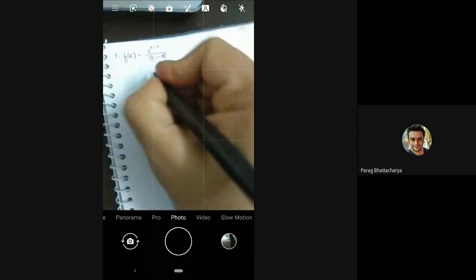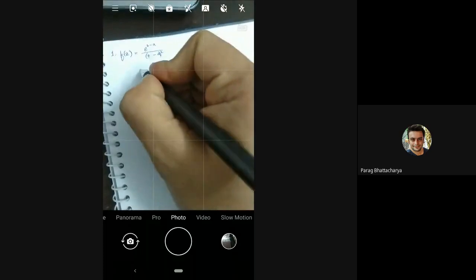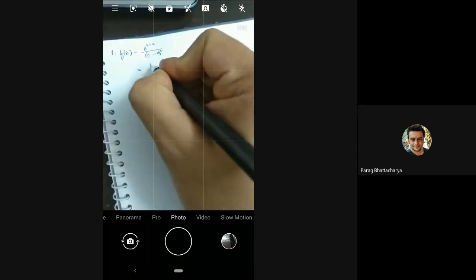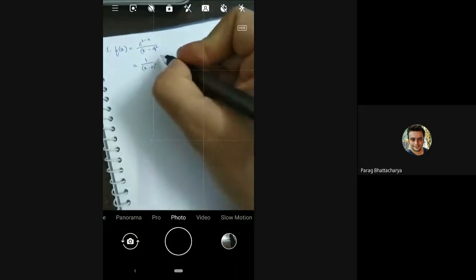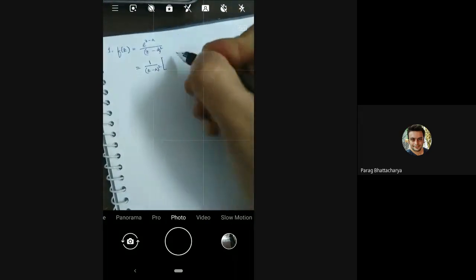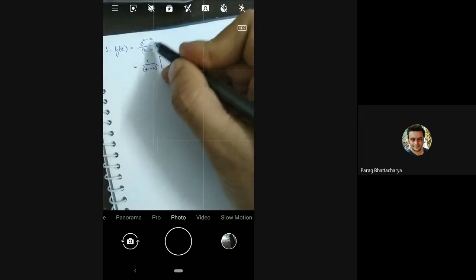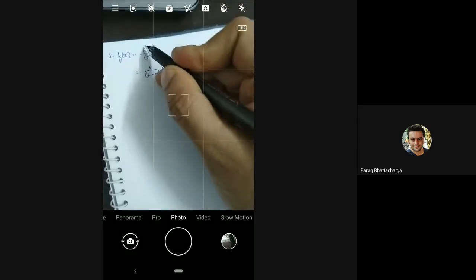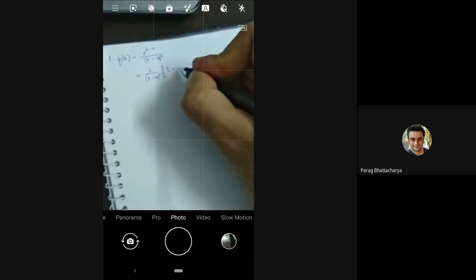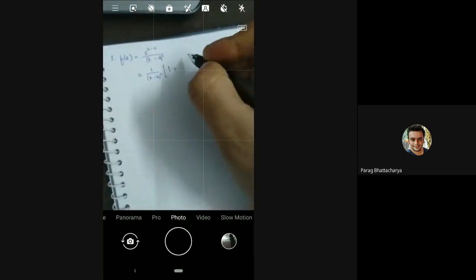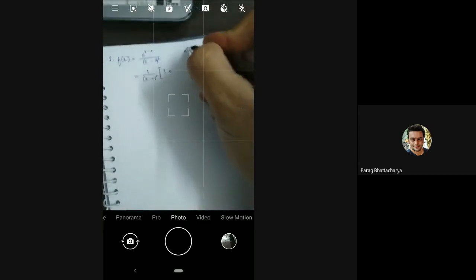So this is really easy. All you have to do is take 1 by z minus a whole square and take it common outside. And then you just expand e to the power z minus a, because this is the exponential function. So that is easy. Because e to the power z is e to the power z, right?